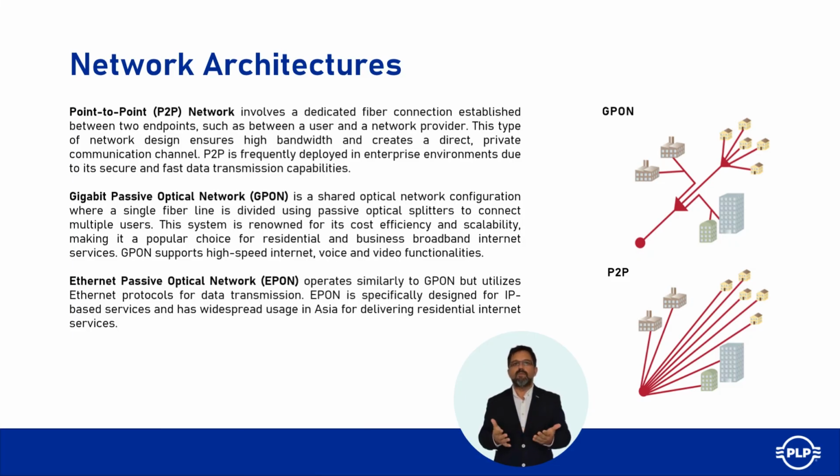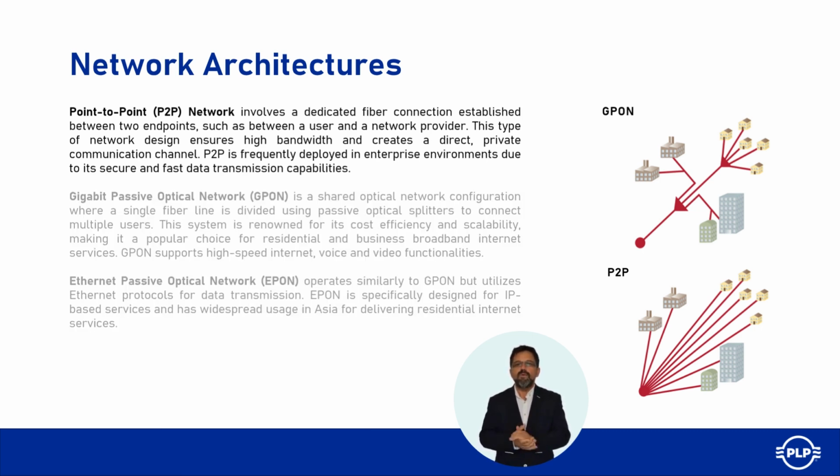We have various optical network technologies categorized based on their design and application. Here are some key types. First, let's look at point-to-point network. A dedicated fiber connection between two endpoints, such as a user and a network provider, provides high bandwidth and a direct private communication channel, commonly used in enterprise environments for secure and fast data transmission.